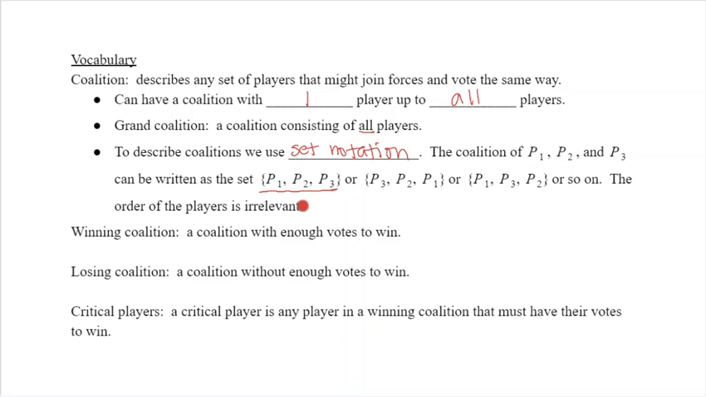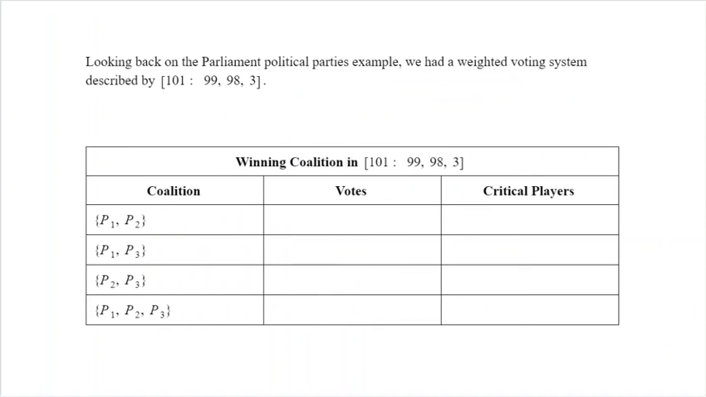A winning coalition is a coalition with enough votes to win or to pass a motion. And a losing coalition is a coalition that does not have enough votes to pass a motion. We really only care about winning coalitions in this situation. A critical player, this is an important term, is any player in a winning coalition that that coalition must have in order to win. And we'll explain that a little bit more when we look at our example. So, let's go back to the Parliament of Icelandia.